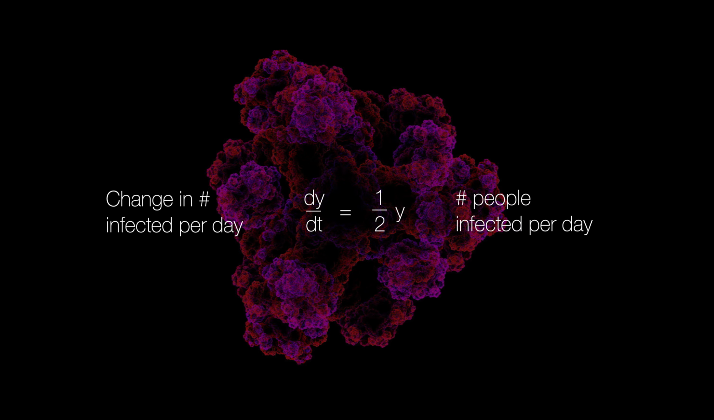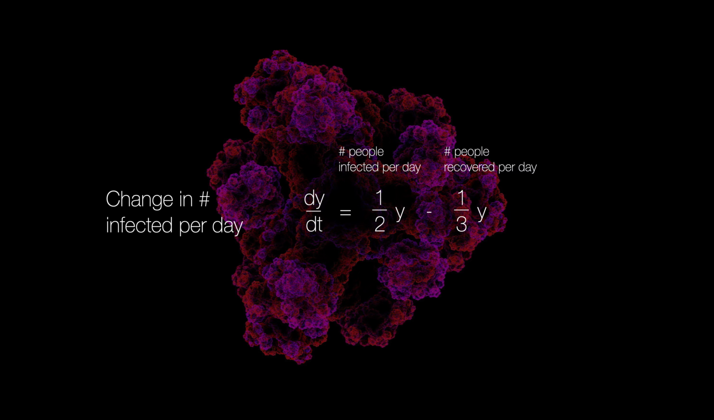Earlier, this was how I set up the equations. But what I didn't take into account earlier was that there is a certain chance that a person can also recover from the disease as well. So the change now doesn't only consist of an increase of infected people, but we also have a second contribution. We also have to subtract the number of people recovered as well.